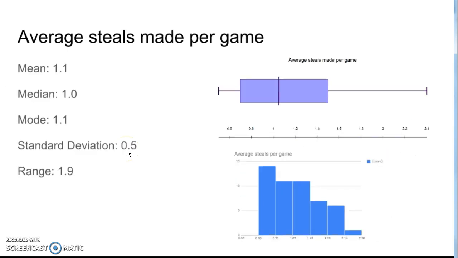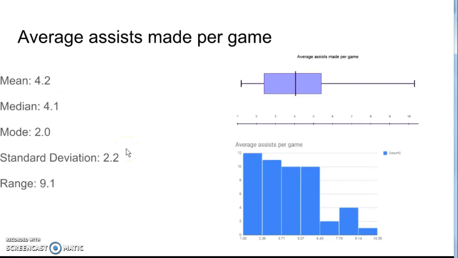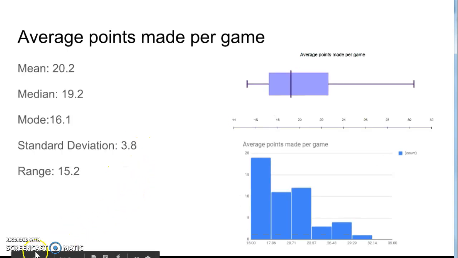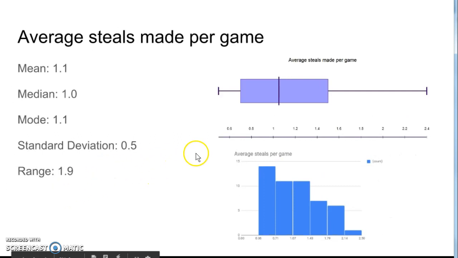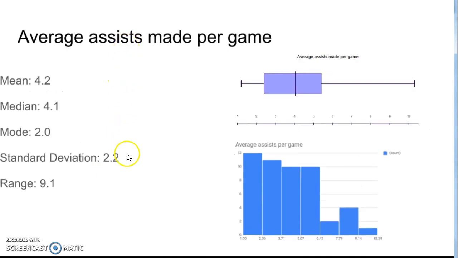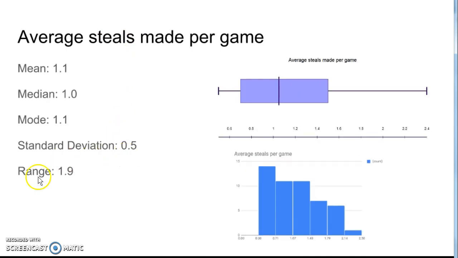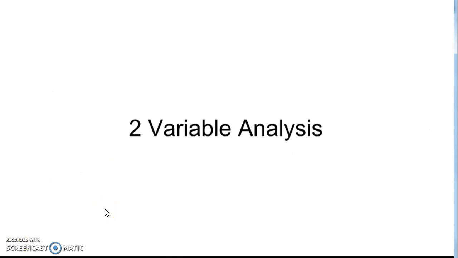This also explains that the point guards and the forwards are going to be getting more assists and steals, and because among the top 50 there wasn't a specification of which position they had to play, they're going to be all different types of positions. That's why the steals and the assists are so spread apart. Alright, that's that for one variable analysis. Now I'll go into two variable analysis.